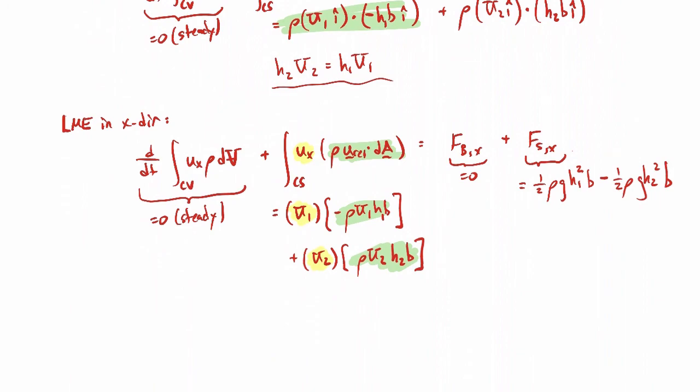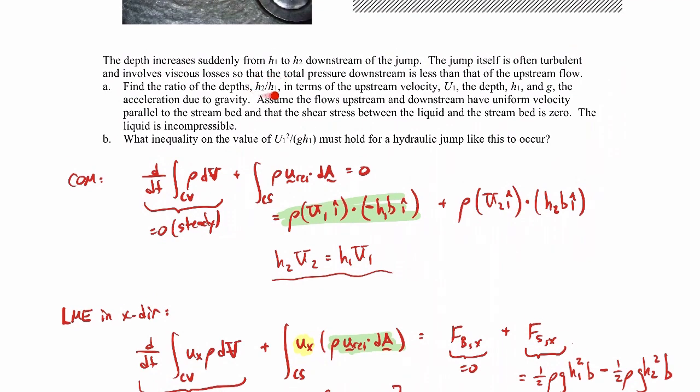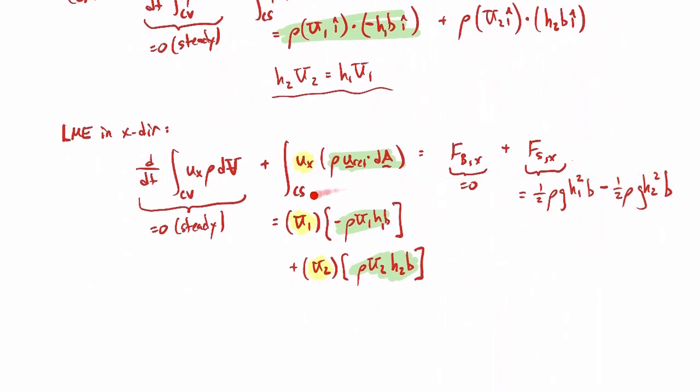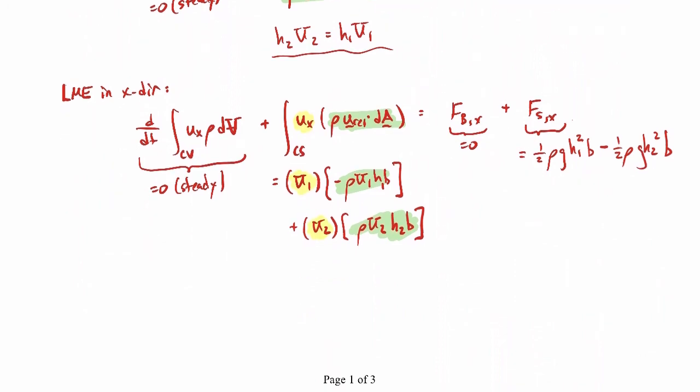Okay, so we actually have everything we need now to rearrange everything and put it all in terms of U1. Remember that what we're trying to find is H2 over H1 in terms of U1, H1, and G. So what we would do is simplify the linear momentum equation and then substitute in what we have for conservation of mass and then do some rearranging. So I'm not going to do all that. I'll just write it as: simplify linear momentum equation and substitute conservation of mass, and then do some algebra.